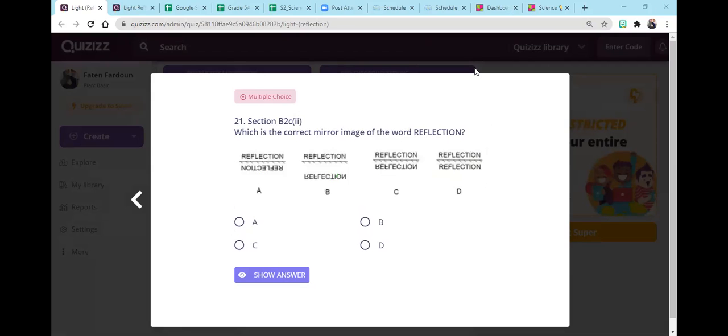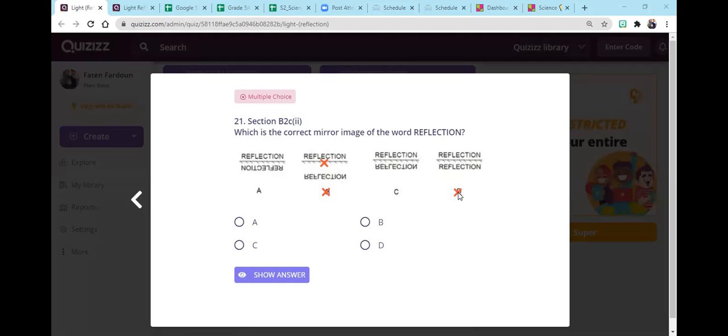Which is the correct mirror image of the word reflection? C. B is wrong because it should be the same distance. So this is wrong. D. It's C. And surely this one is wrong.